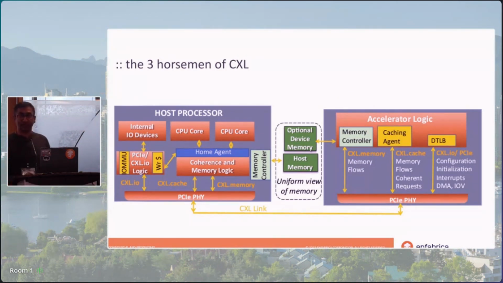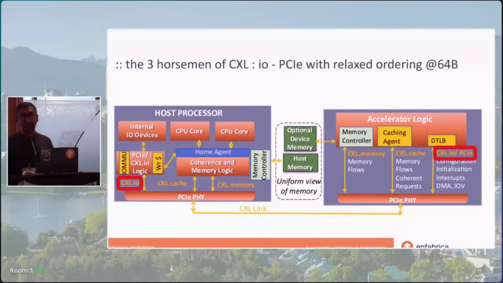So CXL is defined as three different communication types. The first one is called CXL IO. If you look at this picture, and I'm sorry for jumping around on the pictures as well, I should state that all these pictures come from the CXL Consortium website. So if they don't look good or they're confusing, blame them. If they're clear and it's obvious, thanks.